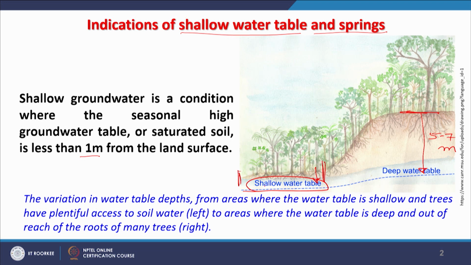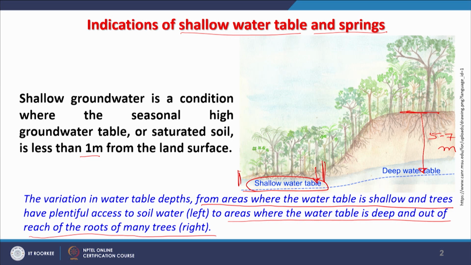Here the groundwater conditions are quite shallow, and even in monsoon time you may find that at some places there are quite good seepages of water. So, depending on the topography, vegetation cover and other reasons, we may get a juxtaposition. In the neighborhood we may get a shallow water table and a deep water table. So, this shows the variation in water table depth: on the left, areas where the water table is shallow and trees have plentiful access to the soil water, and on the right, areas where the water table is deep and out of reach of the roots of many such trees.